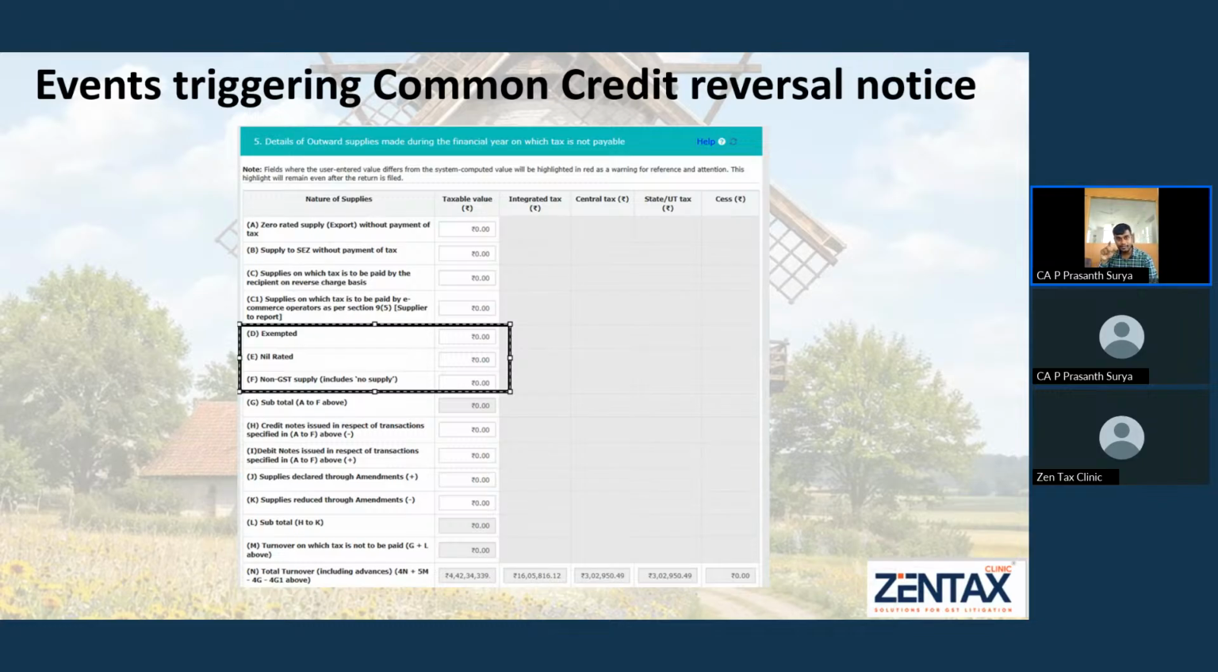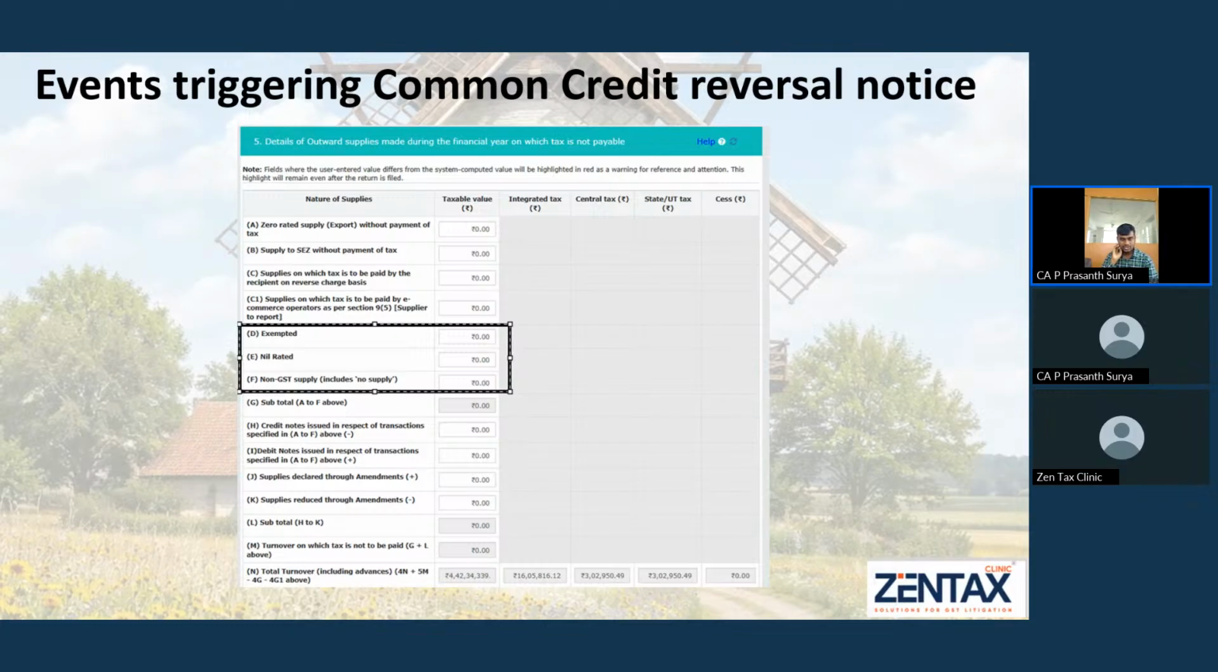Then, with respect to GSTR 9, table 5D, table 5E and table 5F talk about supplies which do not attract GST. So many notices come from this point only. In 21-22 or in previous years, if we had reported any amounts in tables 5D to 5F, then the allegation of common credit reversal comes.